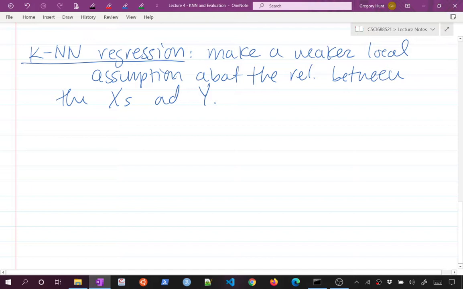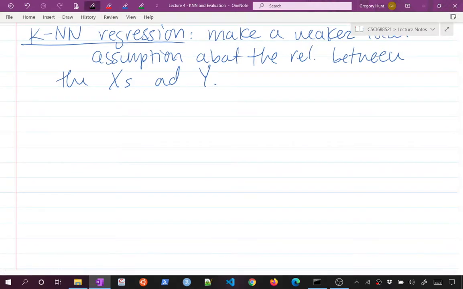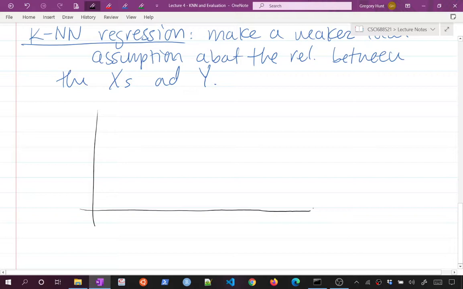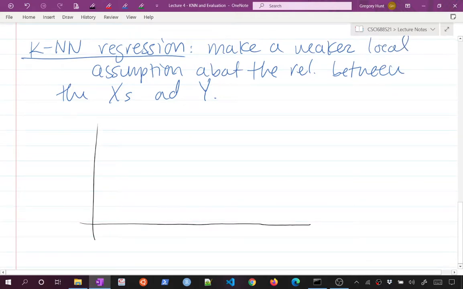So let's look at an example of how KNN regression works. And I think that this local assumption, what I mean by this, will become evident. Basically, we're only going to make smaller, local assumptions about what the relationship between the x's and y's looks like. It's not going to make a huge assumption that the relationship between the x and y is always linear and always has this intercept beta naught and always has the slope beta 1.